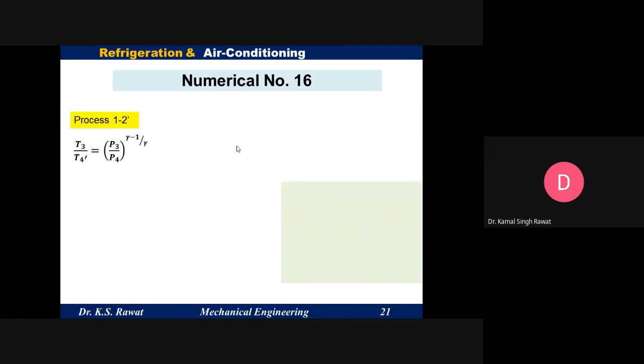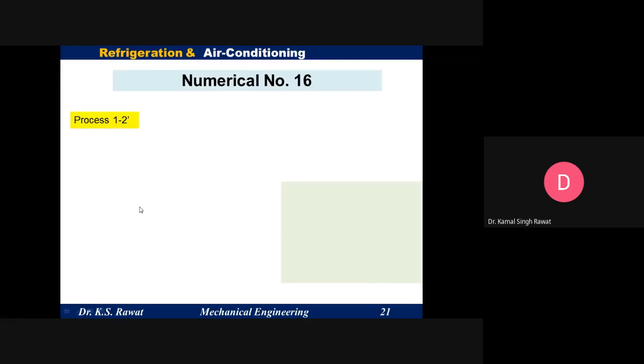So this is process 3 to 4 dash. For 3 to 4 dash, we have a relation T3 by T4 dash equals P3 by P4 to the power gamma minus 1 upon gamma. So tell me the value of T4 dash.